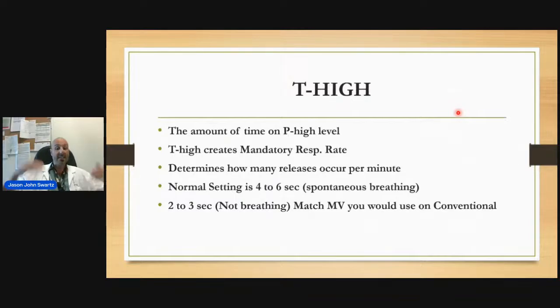The T high creates these mandatory releases, or a mandatory release rate that helps evacuate the CO2. This determines how many releases can occur in 1 minute. So if you already have a spontaneously breathing patient, you can set a pretty extended time high, 4, 5, 6 seconds. If the patient is not breathing yet, they're in ICU, maybe they're acidotic, you're going to have to start with a much lower time high.